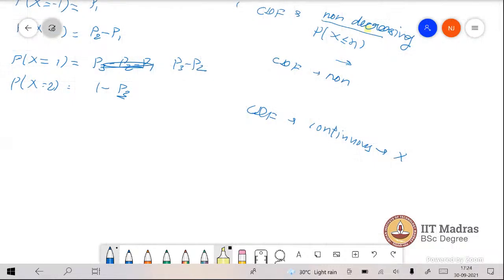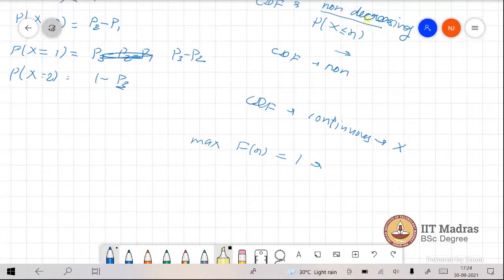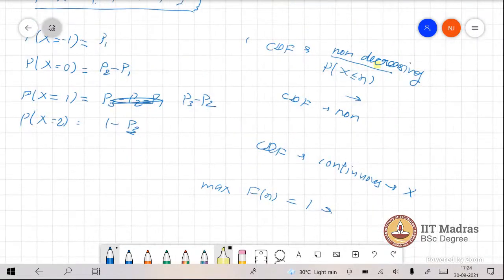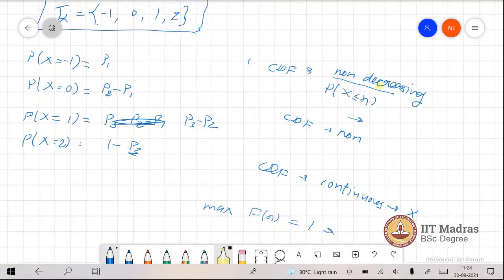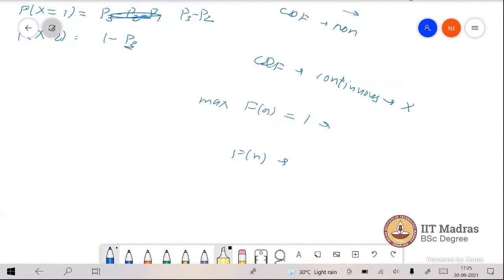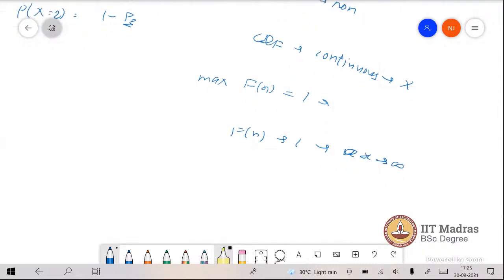And the maximum value of F of x is always 1, and it occurs at the last point of that range. It becomes 1 at the last point. So you can see that F of x tends to 1 when x tends to infinity, and the minimum value of F of x is 0.